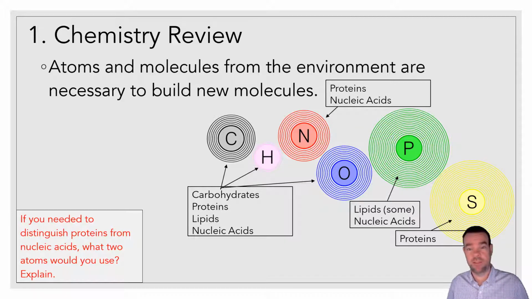Lipids have phosphorus, so like phospholipids. Not all lipids, but phospholipids do. And then nucleic acids have phosphorus as well. And then sulfur is only found in proteins. So what I want you to think about for just a second is, because they're not all the same, how could you use the different arrangement, the different content of atoms to distinguish between different molecules? So, for example, if you needed to distinguish between proteins and nucleic acids, which two atoms would you look to? This is going to be important later because it's how they figured out DNA was actually the molecule of heredity.